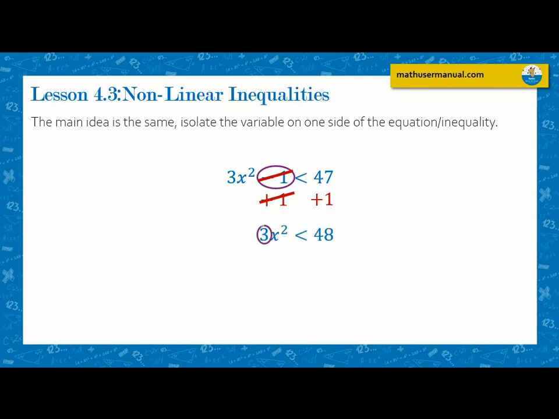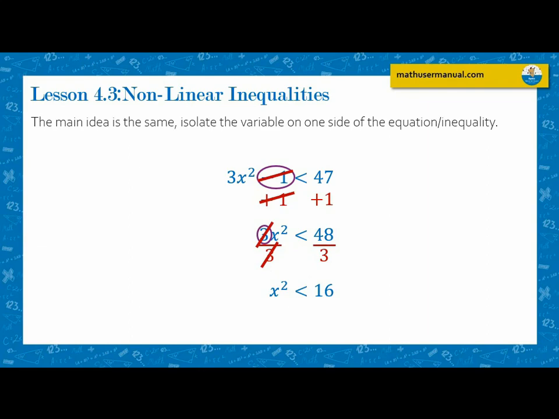Now we take care of the 3 multiplying the x. The opposite of a multiplication is a division. So the 3's cancel. But that means we also have to divide the 48 on the right side by 3. And 48 divided by 3 gives us 16. So x squared is smaller than 16.